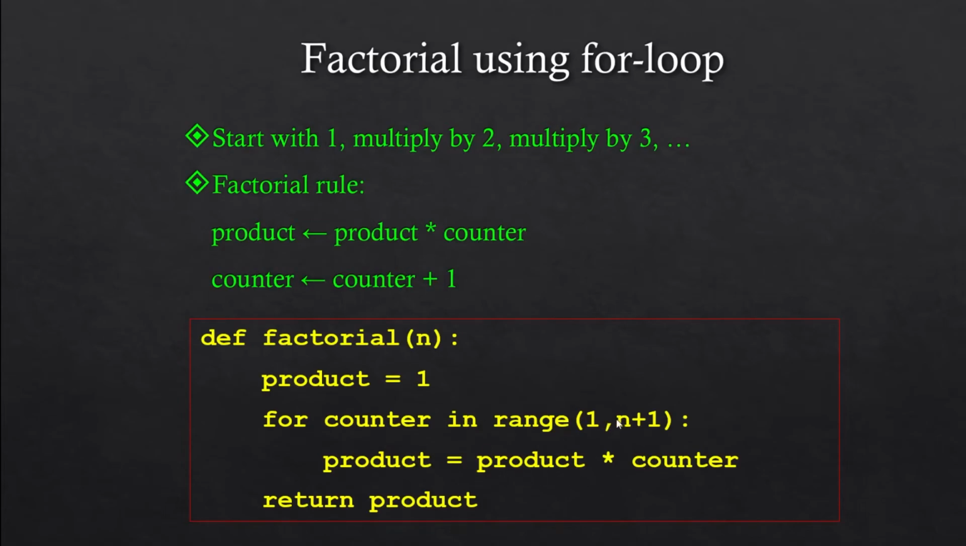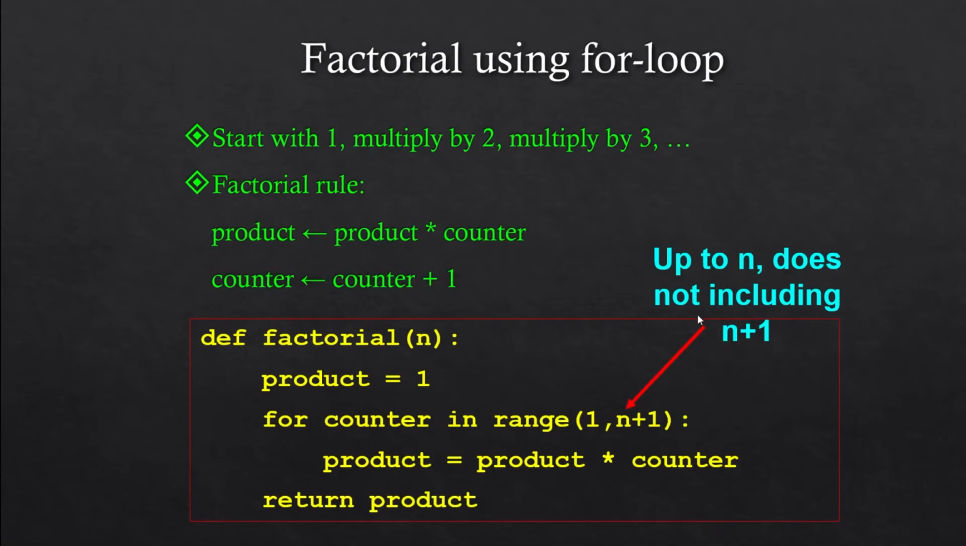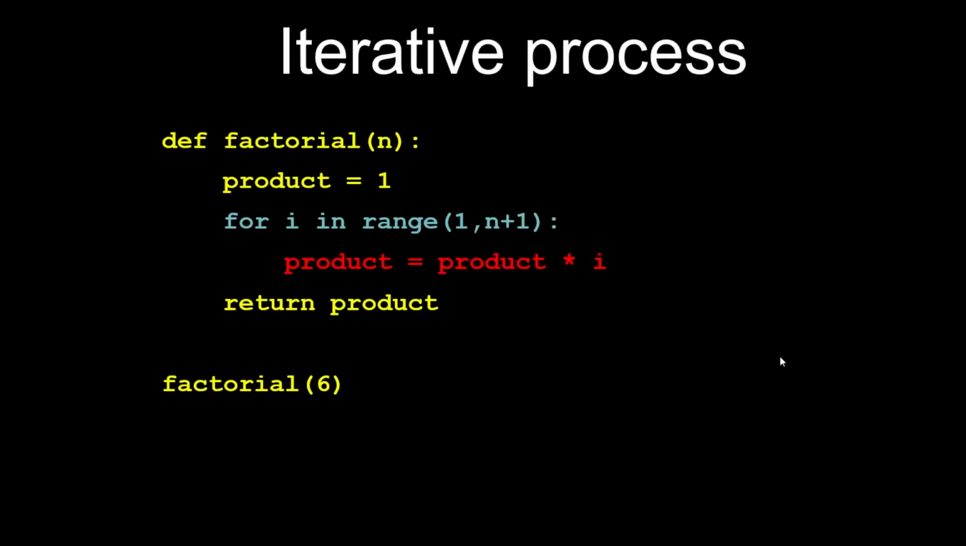Then my counter takes on the next value, which is 2. So 1 times 2 becomes 2. Counter takes on 3. 2 times 3 will give me 6. 6 times 4 will give me 24, and so on and so forth until I get 720. Okay, so this will run for how many times? You can run for 1, 2, 3, 4, 5, 6. Once you reach 6 here, you will get out of the loop and then you return your product. Okay, so it does not include n+1.